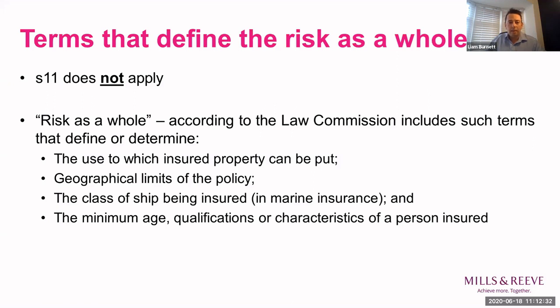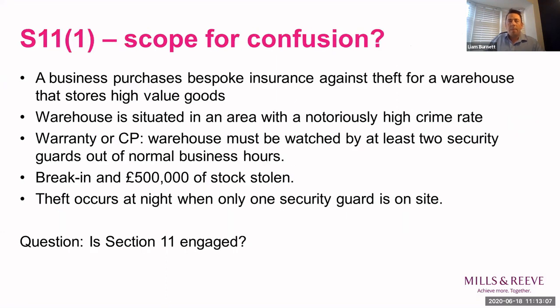Okay, so what does that mean? Not always easy. The Law Commission did give some guidance. So the examples that you see on this slide are terms that, in the Law Commission's view, define the risk as a whole. It's often thought that exclusions will not be caught by Section 11 because, by their very nature, they identify what the policy doesn't cover, so that goes to the risk as a whole, but also the policyholder can't typically comply with the terms of an exclusion. So the losses or the test envisaged in Section 11 isn't really engaged. However, there is some scope for confusion here because there may be terms which both define the risk as a whole, but are also caught by the Section 11.1 test.